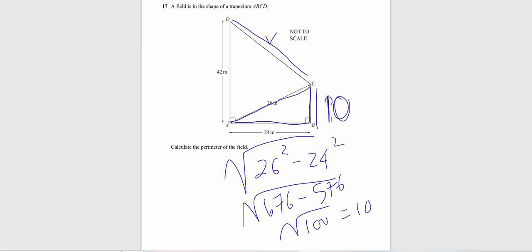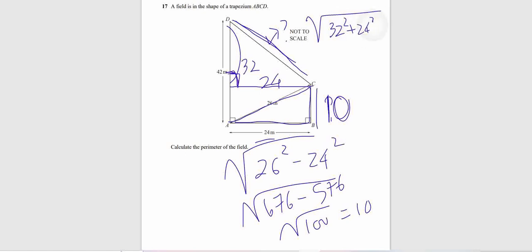This side is 10. Now we make a parallel line, so 42 minus 10 gives 32. Now this is a perpendicular angle, and this remains the same, 24. To get this side, we just use Pythagoras. The hypotenuse equals the square root of 32 squared plus 24 squared. We add it up and then take the square root of that.